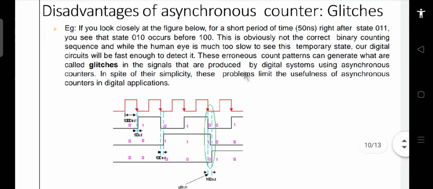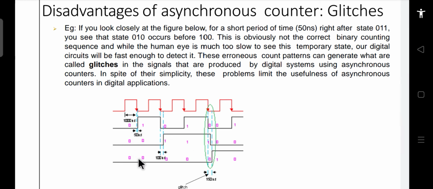Then the other problem is glitches. Glitches are nothing but erroneous, or wrong, output patterns which are generated when your circuit transitions. If you consider this clock pulse in this timing diagram, and your circuit is, let's say, in the initial state 0 0 0, and it transitions to some counts.